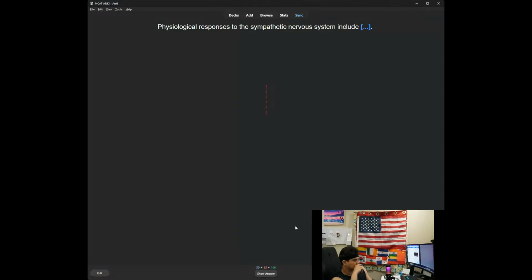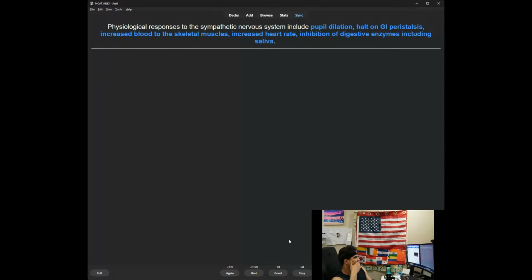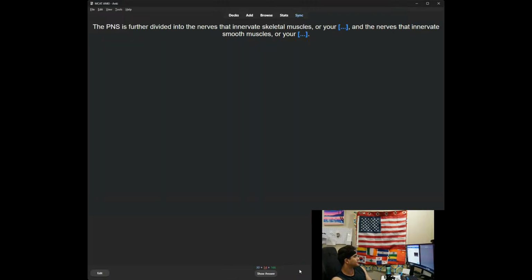I don't know. I think I saw it would relax the bladder, but I'm not sure about that one. Nerves and urinary muscles. Motor sensory neuron, somatic nervous system. Oh, your autonomic nervous system.